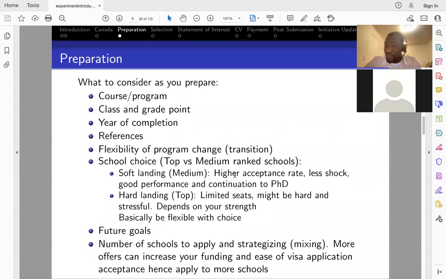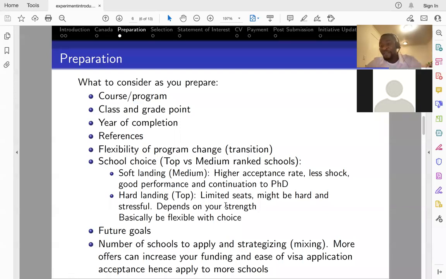Now, in terms of the school choice, I think this is a very delicate question. Most of you might want to go, hey, I want to go to UBC, SFU, the top universities, the top programs. I think you might want to think twice about this, especially when you're coming in for an MA program or probably a PhD program for that matter. The top universities might sound good, but they have limited spaces because you are competing with other people around the world. So in terms of your chances, it's somewhat limited.